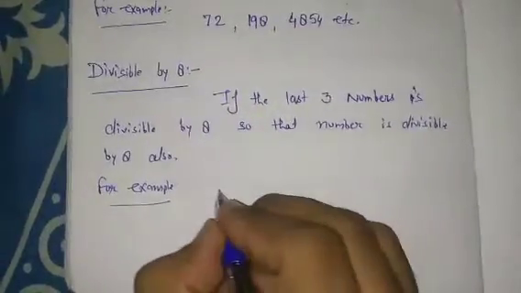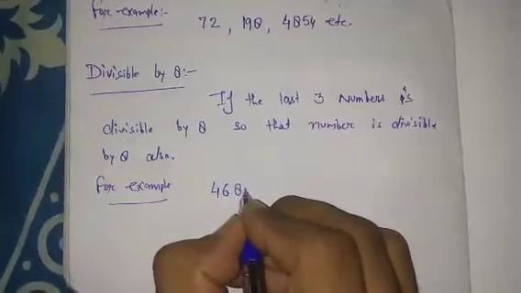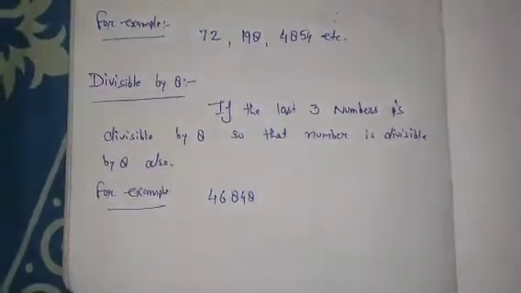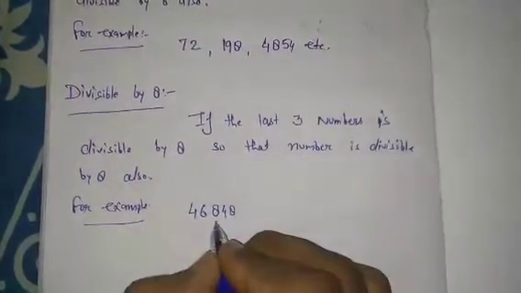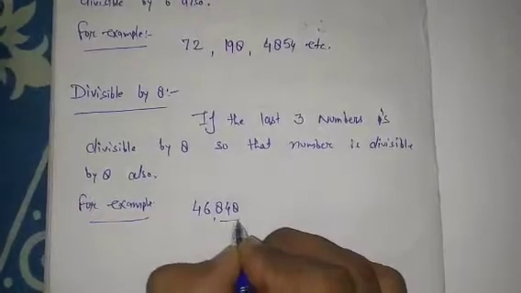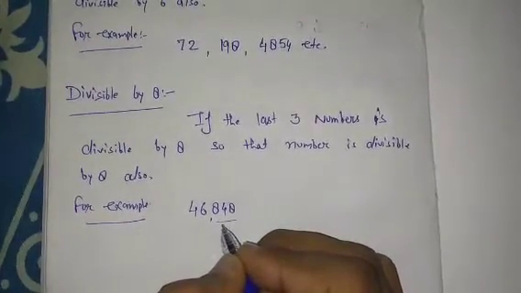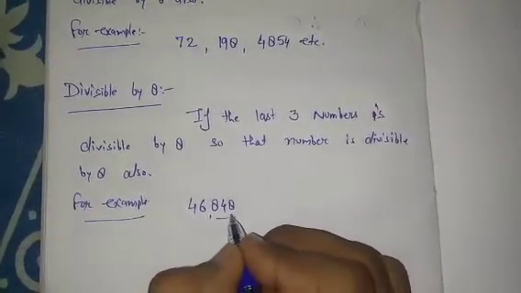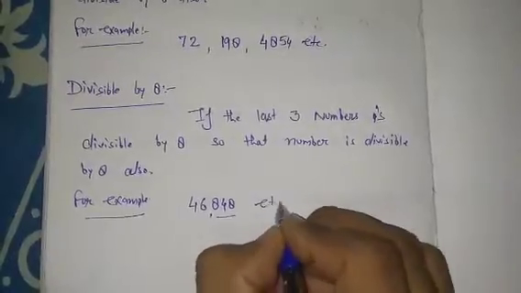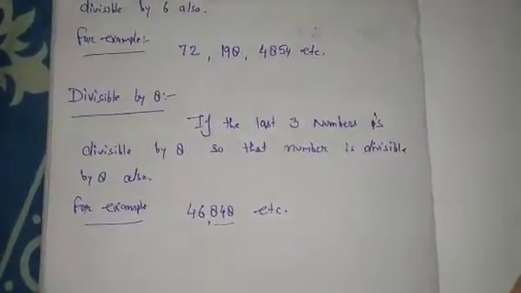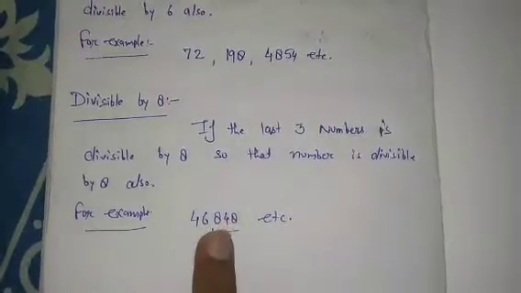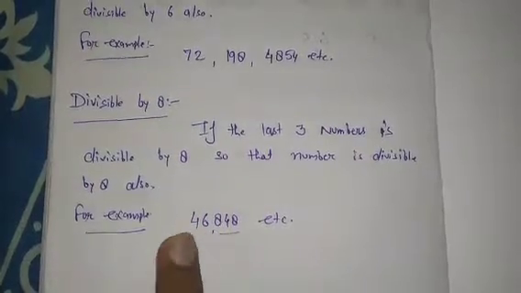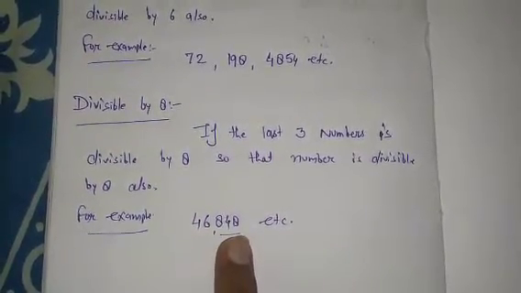For example, 46848. So the last 3 digits are here 848. Okay, so 848 is divisible by 8. So at that time, that number, 46848, will also be divisible by 8. Okay, so you can also take some more examples. Clear students? It means the last 3 digits, the number formed by the last 3 digits, if it is divisible by 8, then that complete number will also be divisible by 8.